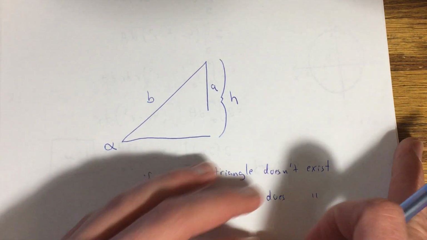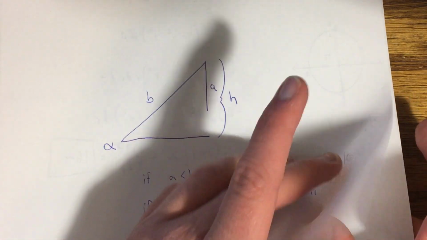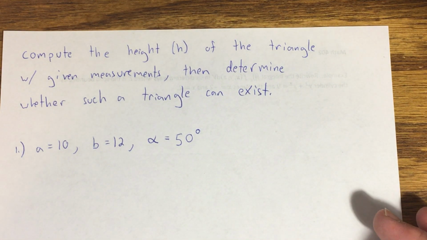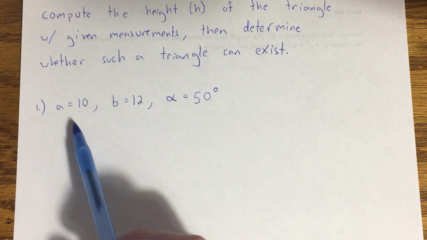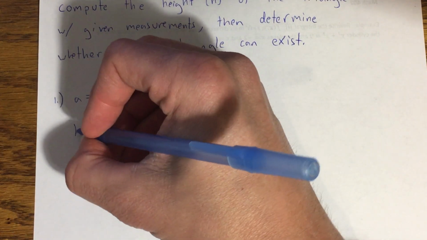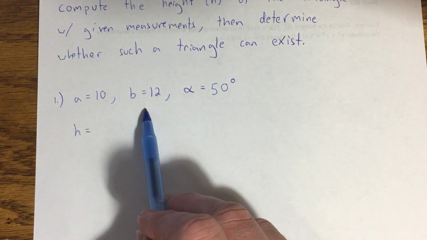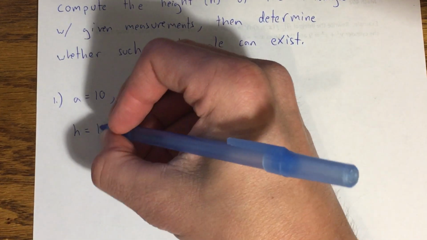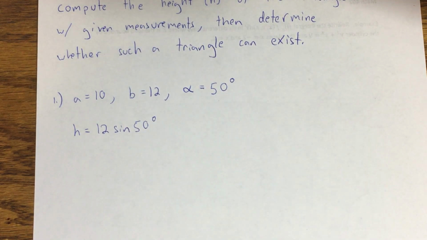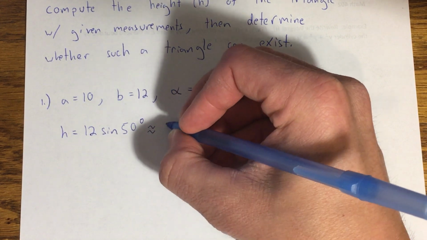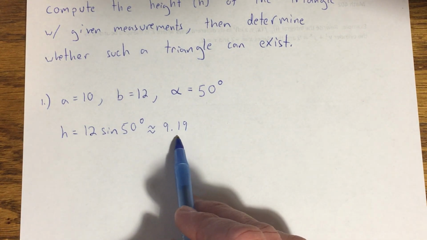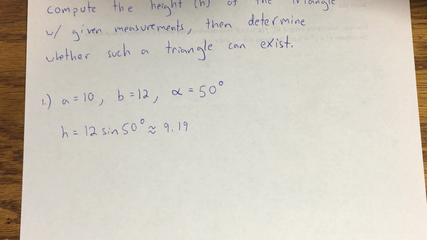Okay, so let's do a couple of examples really quickly here where we want to determine the height or altitude of a given triangle, and then determine whether the triangle can exist in the first place. So as before, I'm given information about A, B, and alpha. The first thing I want to do is compute h. So we saw that h was equal to b sine of alpha. That's 12 times sine of 50 degrees. That goes into a calculator, and we get something approximately equal to 9.19. This represents the smallest possible value that A can be if this is going to be a triangle.